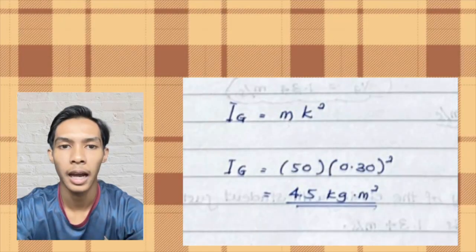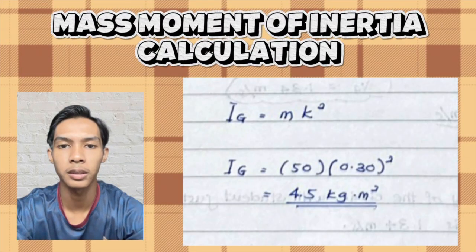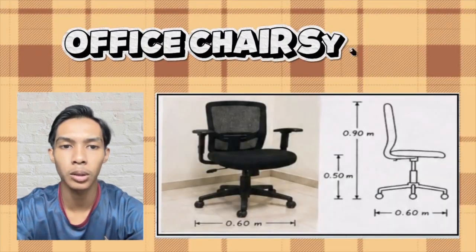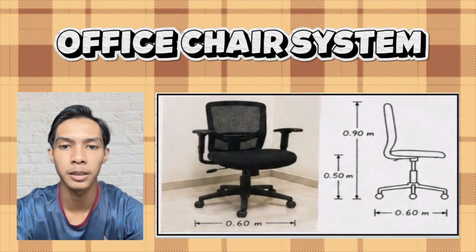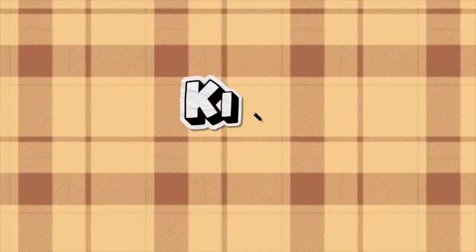Using these values, I calculate the mass moment of inertia of the system and got 4.5 kg/m². The system is suitable because it shows both the work energy principle and the impulse momentum principle in a real engineering application.